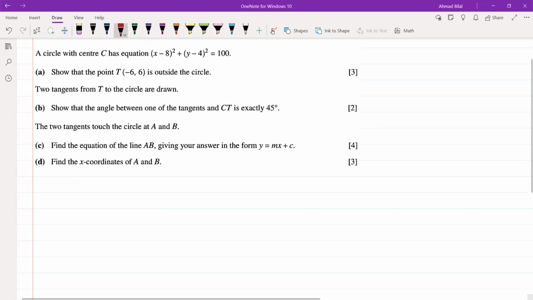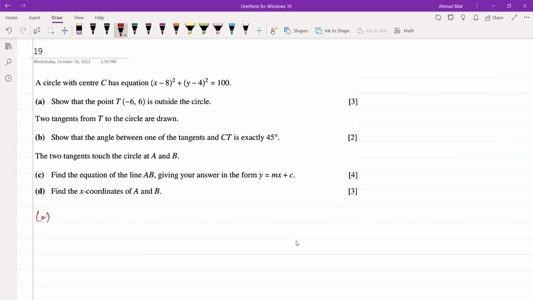Okay, so we have a circle with center C, which has equation (x minus 8) whole square plus (y minus 4) whole square equals 100. This is the equation. In the first part, it says show that the point P is outside the circle. How do you do that? Any idea?